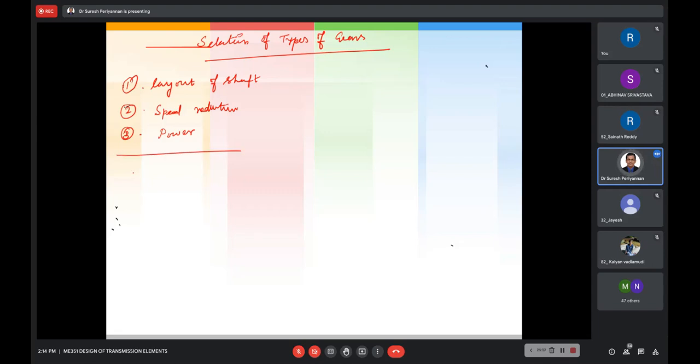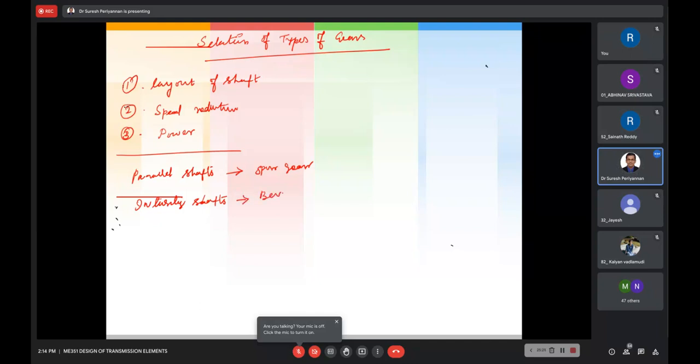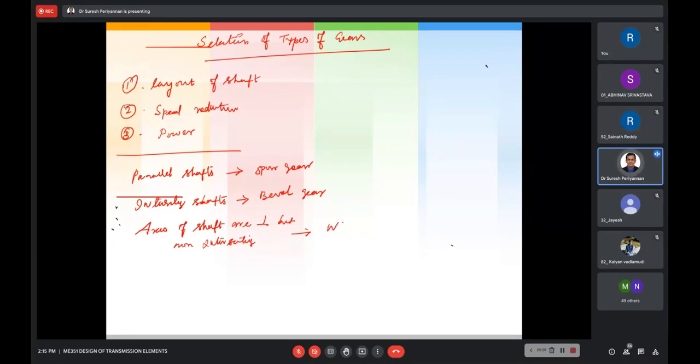Parallel shafts: wherever shafts are parallel, which type of gear? Spur gear. Now, intersecting shafts: this is bevel gear. Now, when the axes of the shafts are perpendicular but non-intersecting, this is worm gears.